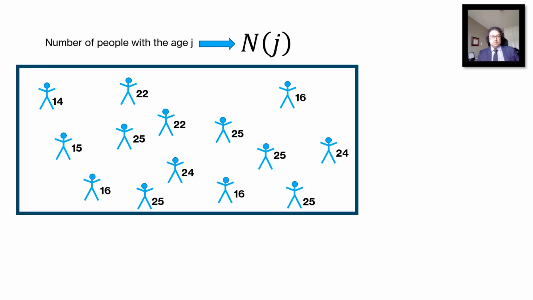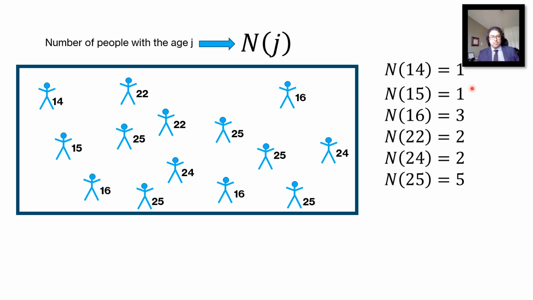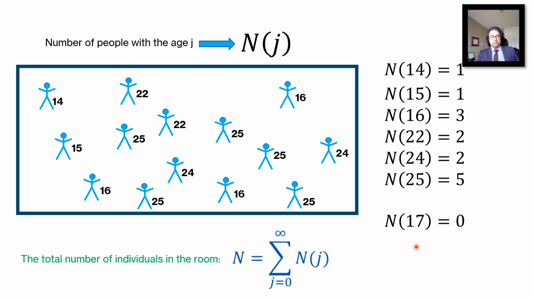Now, with that notation, I can actually say that the number of students with age 14 would be 1, and likewise the number of students with age 15 is 1, number of students with age 16 is 3, number of students with age 22 is 2, number of students with the age of 24 is 2, and there are 5 students with the age of 25. Now this notation also allows us to talk about students or ages that don't appear here in this selection of individuals. So the number of students at age 17 is obviously 0.